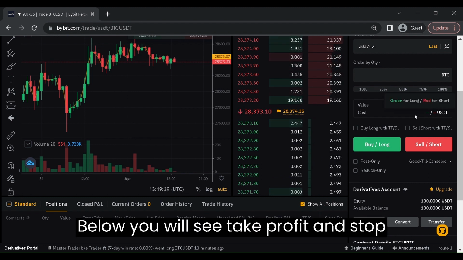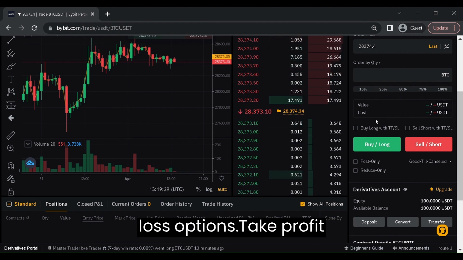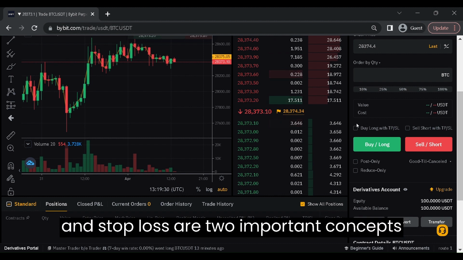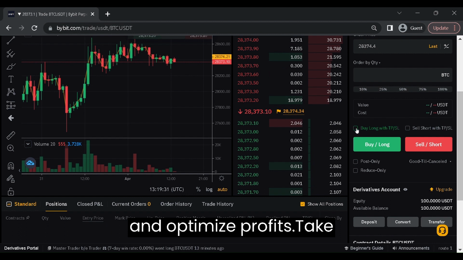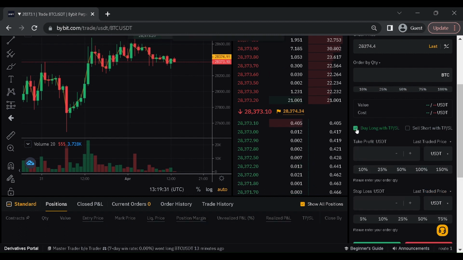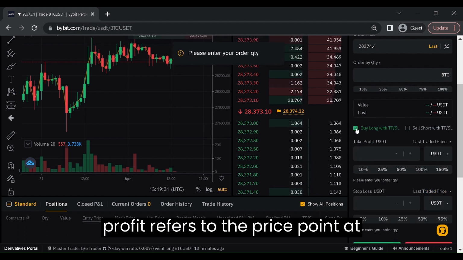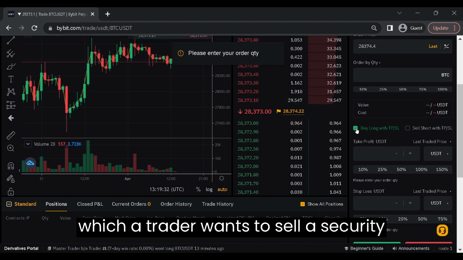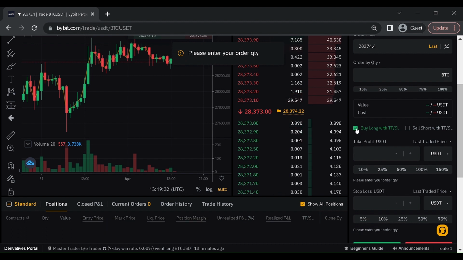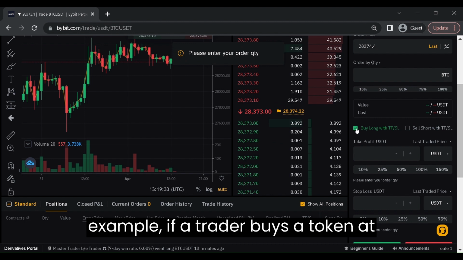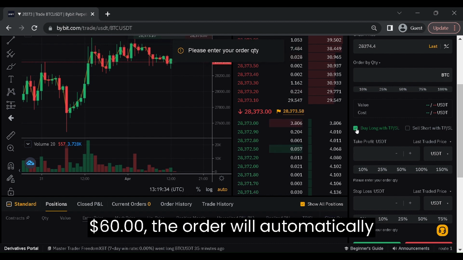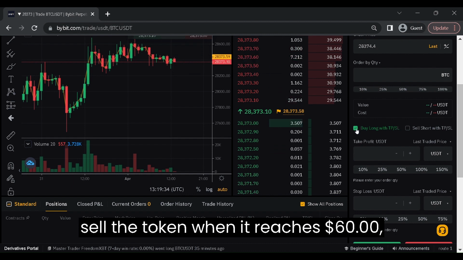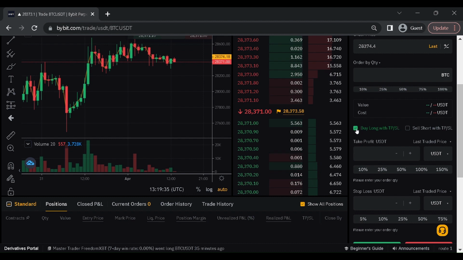Below you will see take profit and stop loss options. Take profit and stop loss are two important concepts in trading that are used to manage risk and optimize profits. Take profit refers to the price point at which a trader wants to sell a security to realize a profit. For example, if a trader buys a token at $50 and sets a take profit order at $60, the order will automatically sell the token when it reaches $60, ensuring the trader makes a profit.